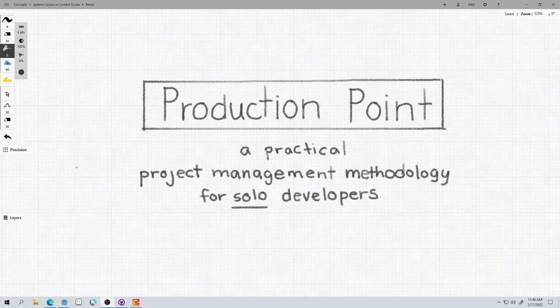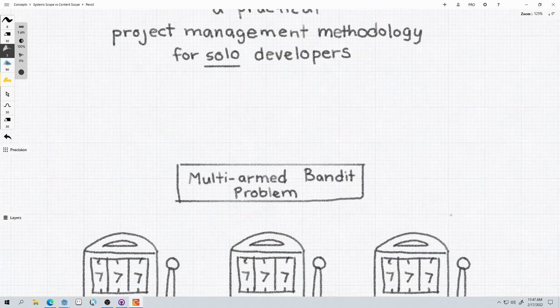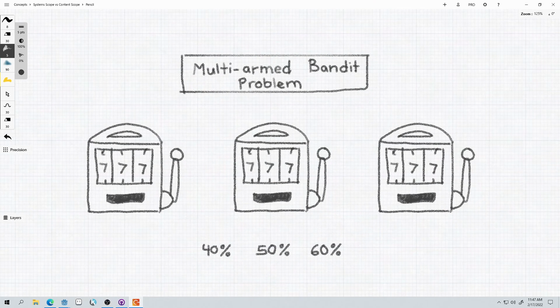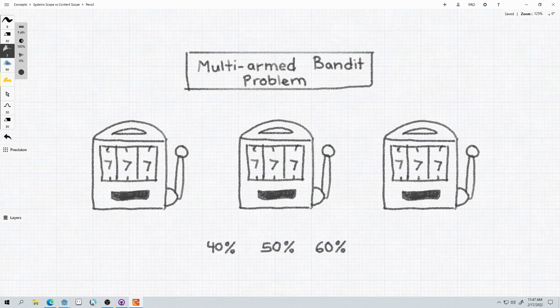Today I'm going to be talking about Production Point, which is a practical project management methodology that I have come up with for solo developers. To introduce this methodology, we're going to talk about a problem that went unsolved in the mathematical community for quite a while, actually. It has been solved now, but let's look at the problem.